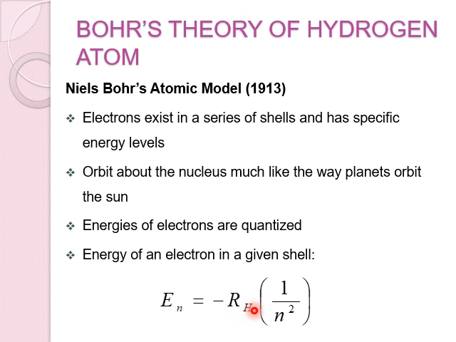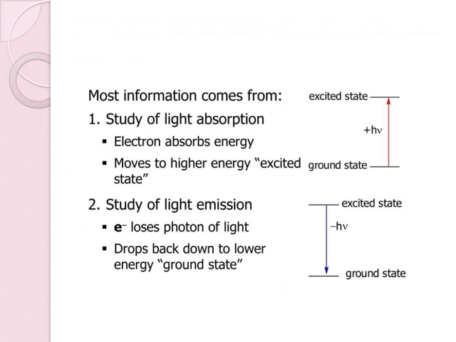Most information comes from the excited state, where we have the ground state and then the electron that jumps up, or is excited, to the excited state. When the electron absorbs energy, it moves to a higher energy level to the excited state. From that, the electron has also been studied for light emission, where the electron loses a photon of light and drops back to the lower ground state here. So what goes up goes back down. This is the theory of Bohr.